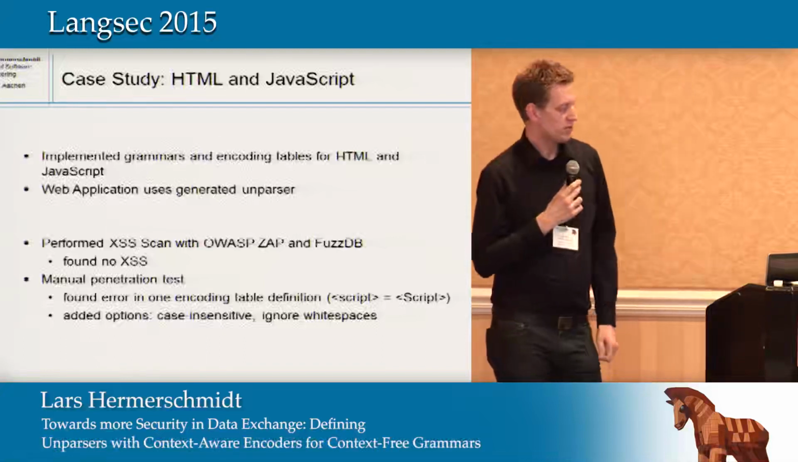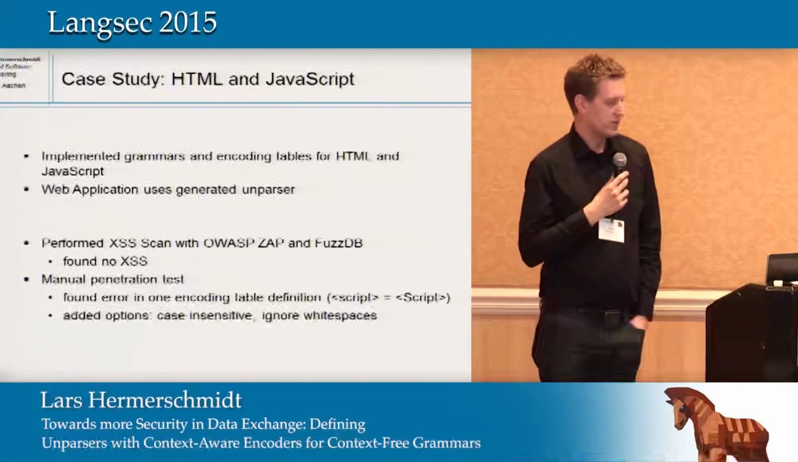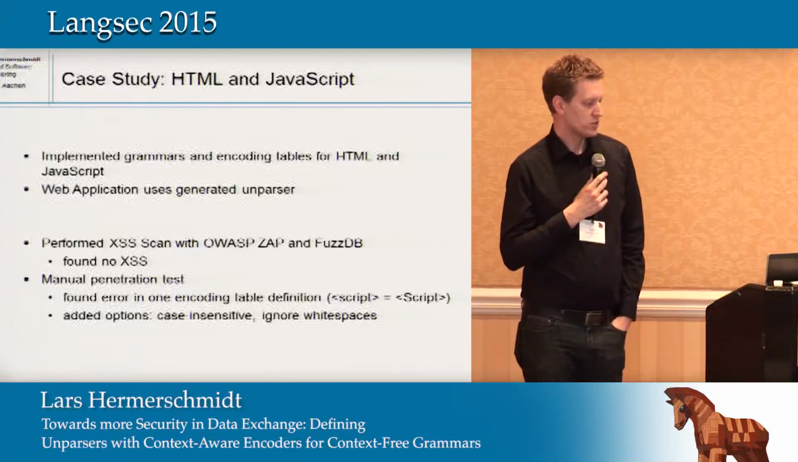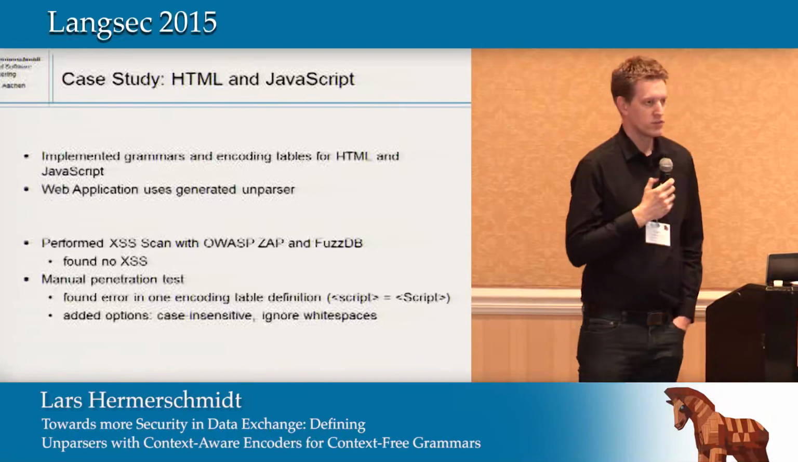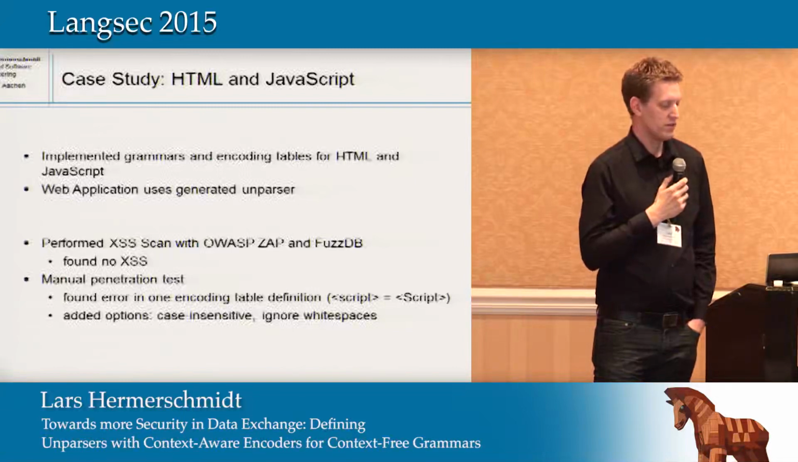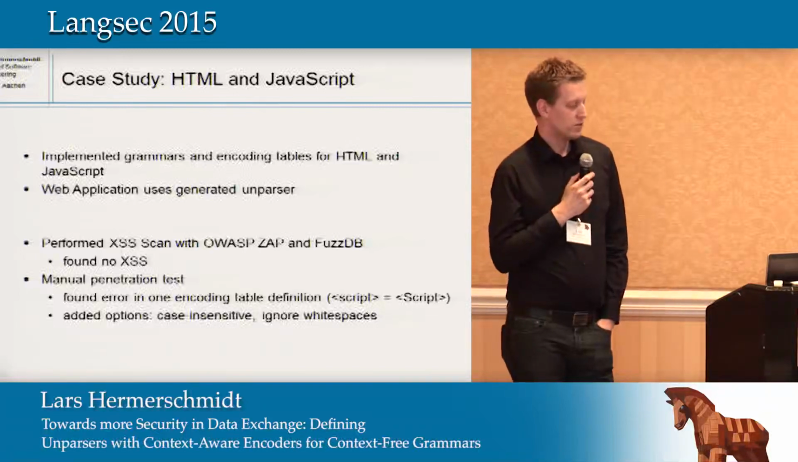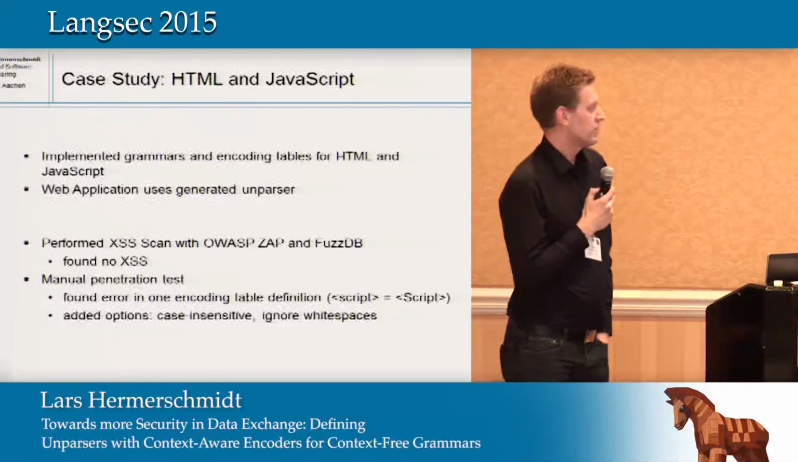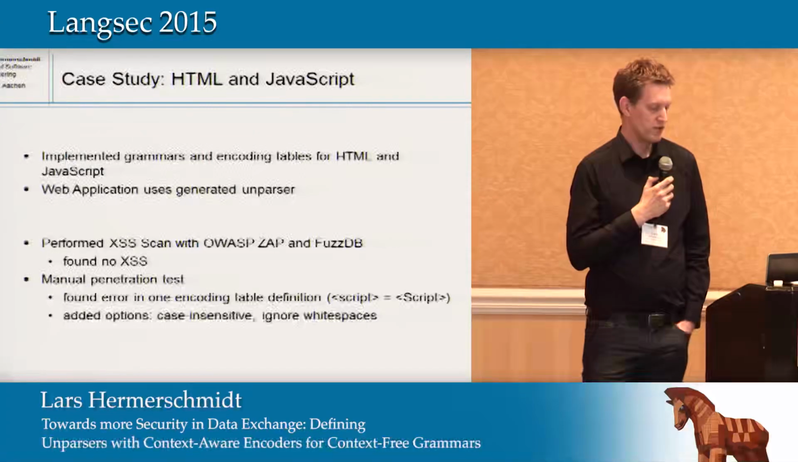We did a case study with HTML and JavaScript, and implemented grammars for both of these, and wrote a web application which uses these parsers and unparsers, only the unparser. And then we do what one does with web applications. We scanned for cross-site scripting, and luckily the scanner did not find anything. And then we did a manual review and found that we actually missed something, so the encoding table was not right, and we missed something here.